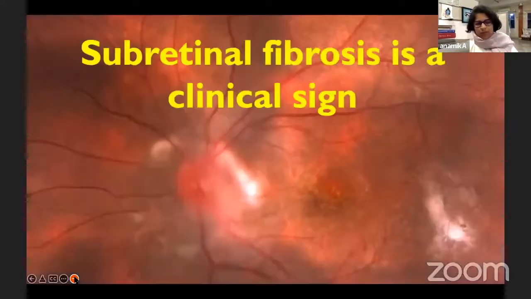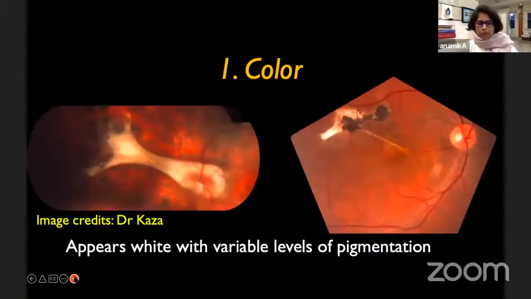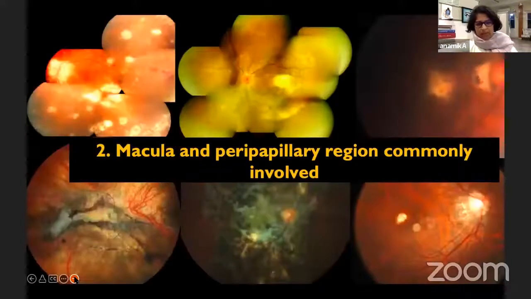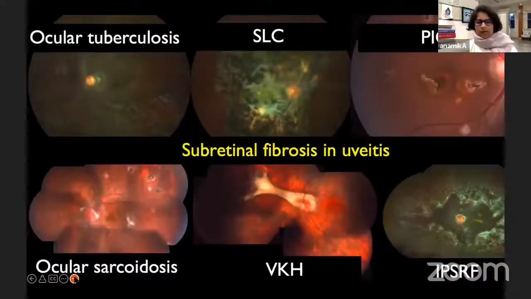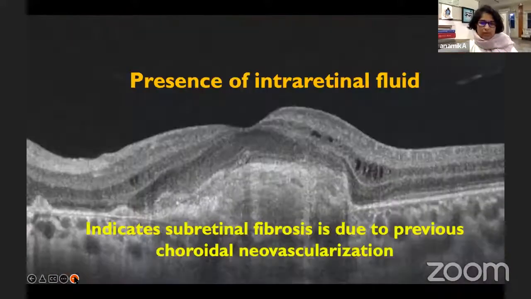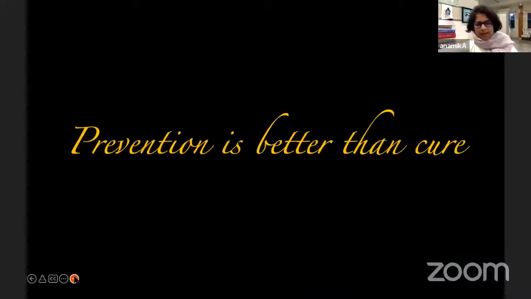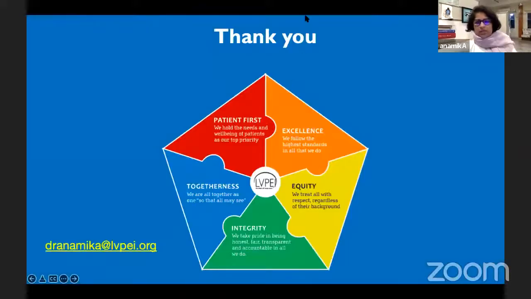So what we have learned today is that subretinal fibrosis is a clinical sign. You have to remember two points. First is color, that it appears white. And then the location, that the macula and peripapillary region are most commonly involved. Now, there are various conditions which lead to subretinal fibrosis and posterior uveitis. But if you see the presence of intraretinal fluid, that means it is because of the CNVM. And lastly, prevention is better than cure. So this brings me to the end of my talk.